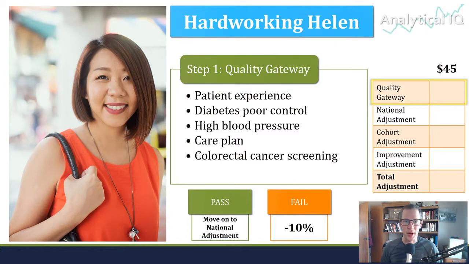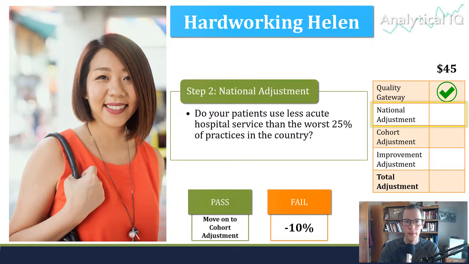So it's a 4-step process at the end of every year. The first step is a quality gateway. And so the quality gateway requires the provider or the practice to show that their patients are not catastrophically bad at these 5 different categories. So you have to meet the MIPS benchmark. And when it says MIPS benchmark, that just means not being in the worst 20% in the country in these measurements. So Hardworking Helen, her practice passes the quality gateway with flying colors, and she moves on to the next step of the adjustment. And that's called the national adjustment.